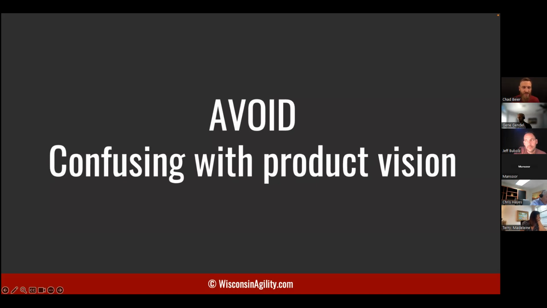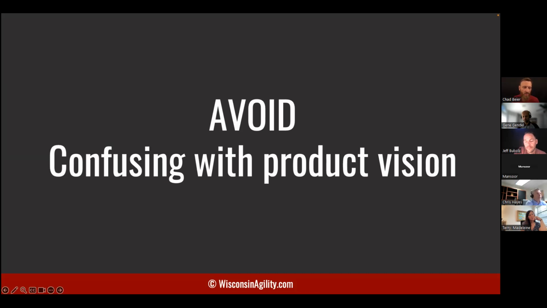The product vision is really why you exist, right? Why are these 8 people organized around this product backlog? What are you getting paid for? Why do you exist? What is your purpose? That's your vision. It doesn't change very often, right?